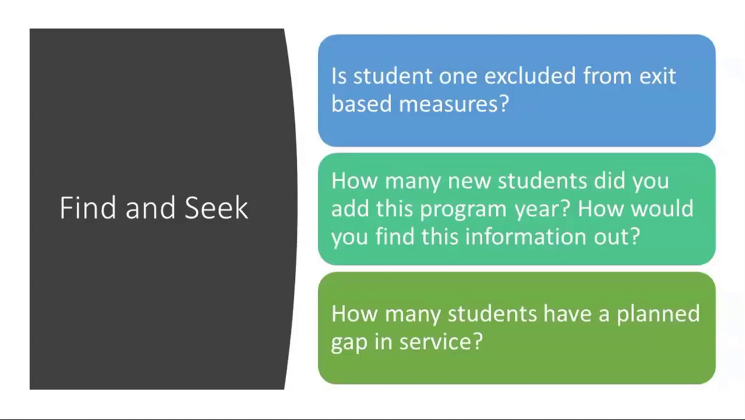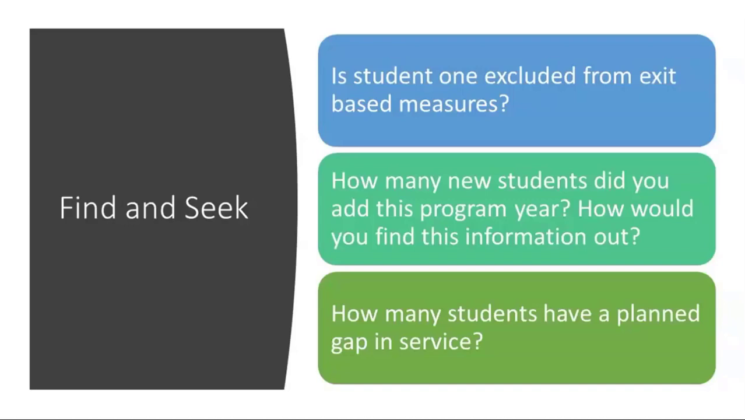So let's look at student 1. Using your POP report extract, looking at student 1, are they excluded from exit-based measures? So looking at student 1, scroll across and tell me, are they excluded from exit-based measures? And the answer is no. The reason why they're not excluded is because they have a participant flag of yes, right?